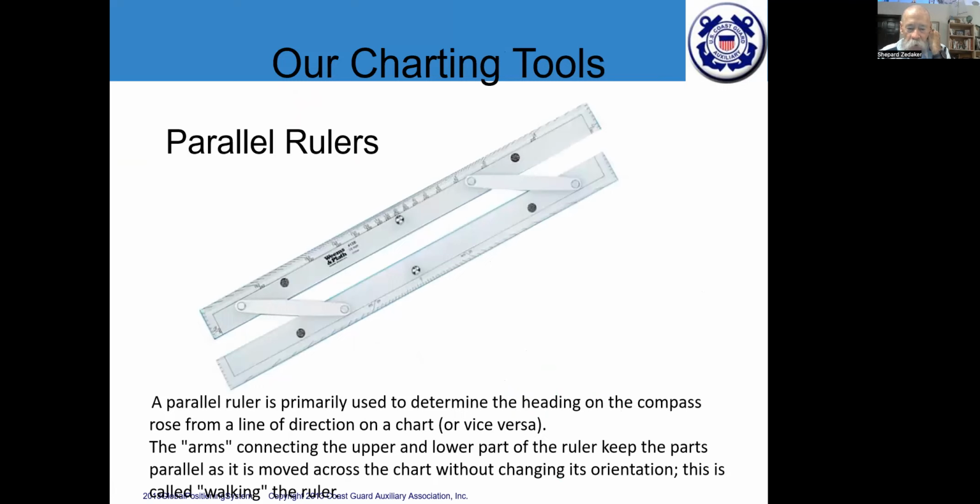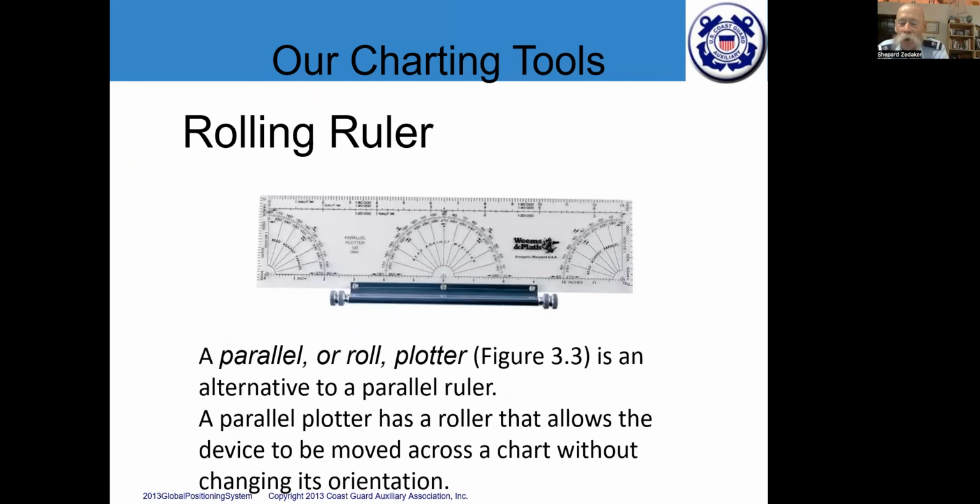Here are parallel rules. Basically what they let you do is determine a heading on a compass rose from a line you've drawn on a chart, and the arms are connected. They keep the edges of the rulers parallel, you see, okay, when you move them. So you can move across the chart and connect your line to the compass rose that you might see right there.